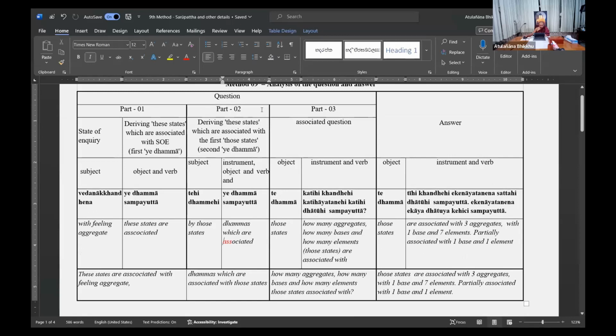Right, so we can remove this part of the question, part 1, and also part 2. And if you remove these two parts, what will be the answer? It's similar to method number 6, right? Vedana kandena. Just forget the vedana kandena, right? We can say vedana kando, katihi kandehi, katihayatane, katihi dhatuhi sampayutta, like that. Okay, remove this one also. The same, right? So nothing's new.